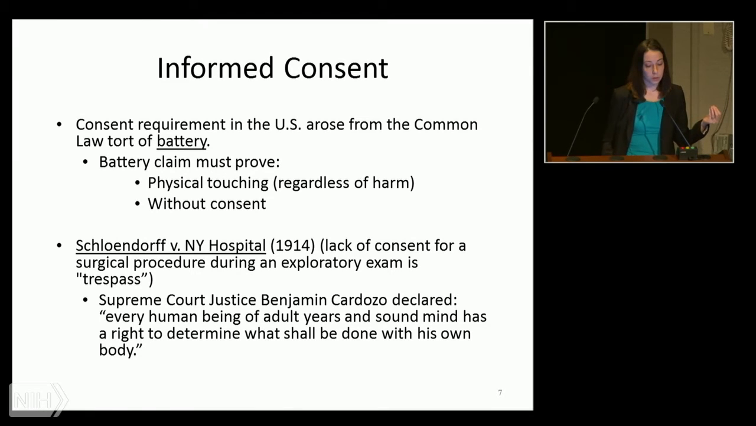So in the law for battery, you have to prove physical touching regardless of harm without consent. And one of the first cases known for considering these types of informed consent issues, but as a battery concept, was the one I have on this slide before you. In that one, the plaintiff claims that he had agreed to an exploratory exam related to some stomach fibroid tumors, and during that exam, the surgeon went ahead and actually removed the tumors, which the patient or plaintiff then said caused some additional distress and surgeries.